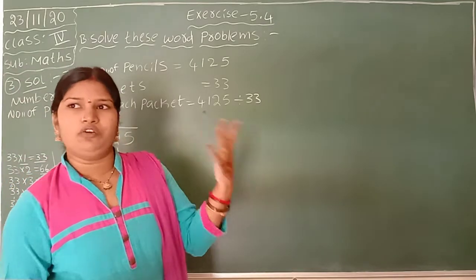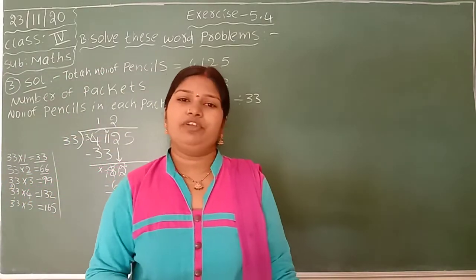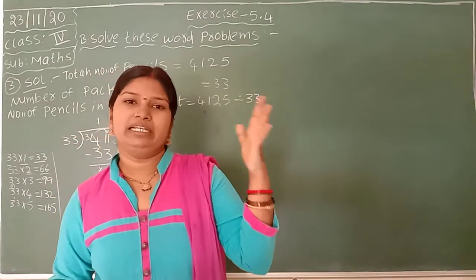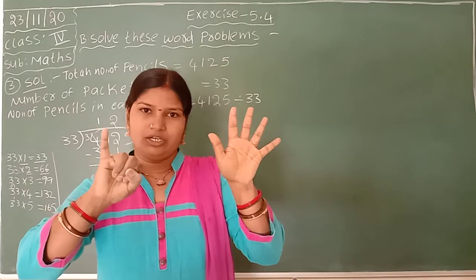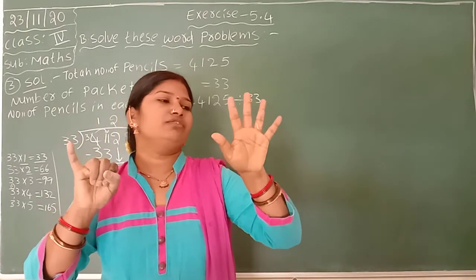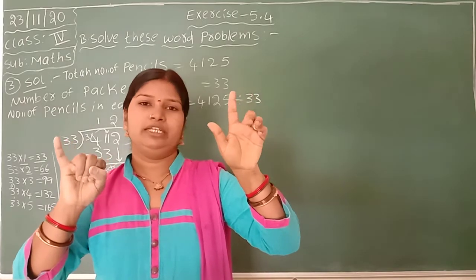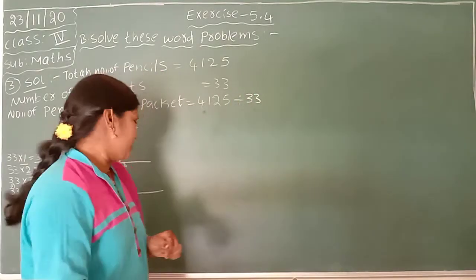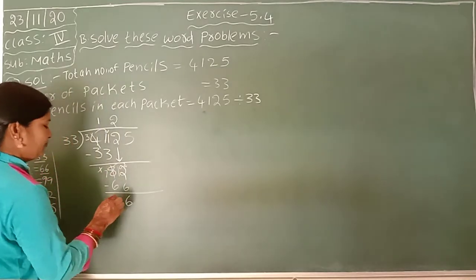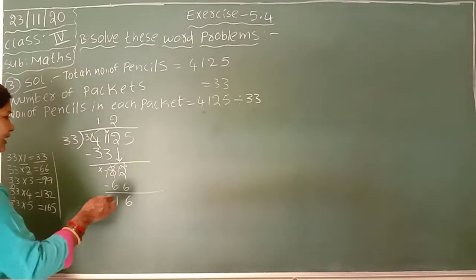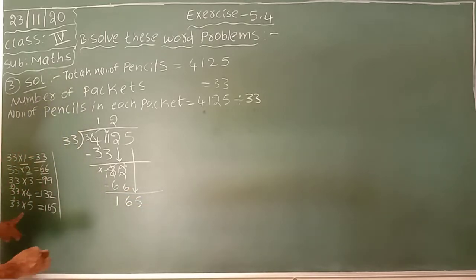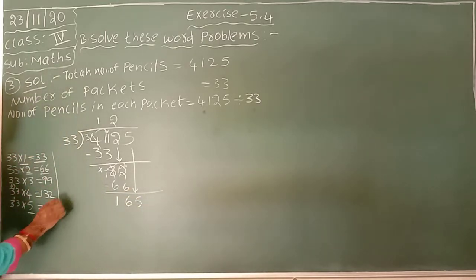After 6, count up to 12: 7, 8, 9, 10, 11, 12. How many fingers did I open, children? Count once. 1, 2, 3, 4, 5, 6. 6 here. 7 minus 6, 1. Okay. Next one. 5. 33 fives are 165.